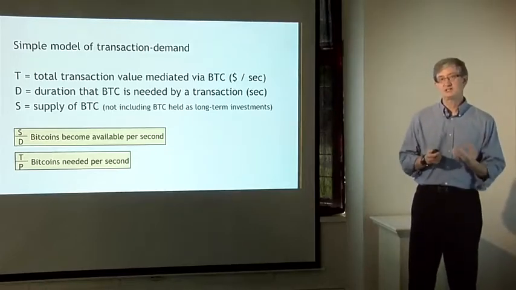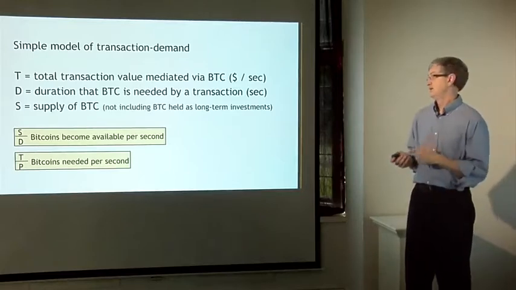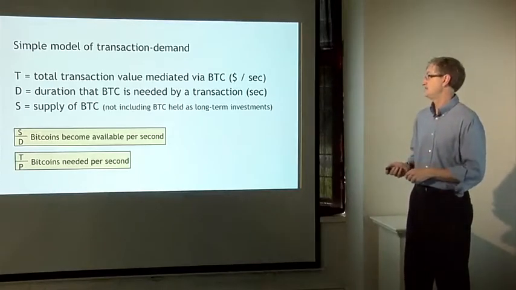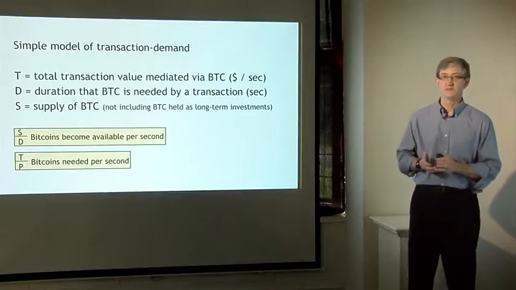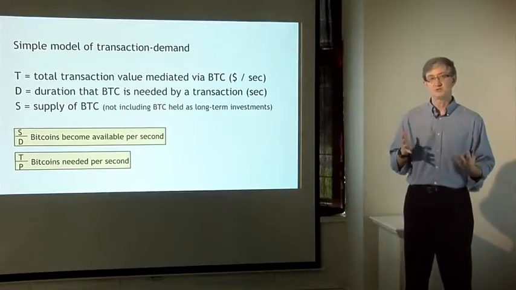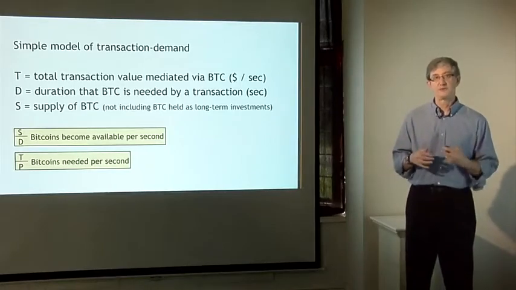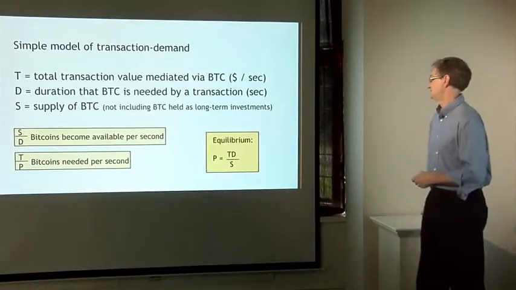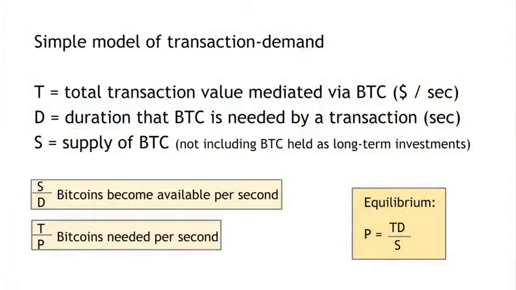And so the equilibrium condition, the point where you'll end up in this market, is where this supply, S/D, is equal to the demand, T/P. And so if you set those two expressions equal to each other, and then you solve for P, the price, what you get is this: in equilibrium, the price should be equal to T times D divided by S. All right, so what does this mean?